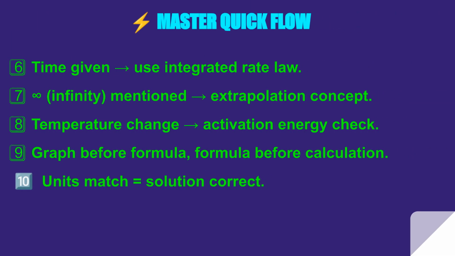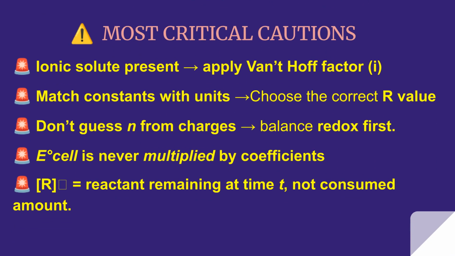More quick flow reminders: use integrated rate laws when time is given. Understand extrapolation. Check activation energy for temperature changes, and always match units. Critical cautions include applying the Van't Hoff factor for ionic solutes, selecting the correct R value based on units, balancing redox reactions for n, and remembering E0 of the cell is never multiplied by coefficients.